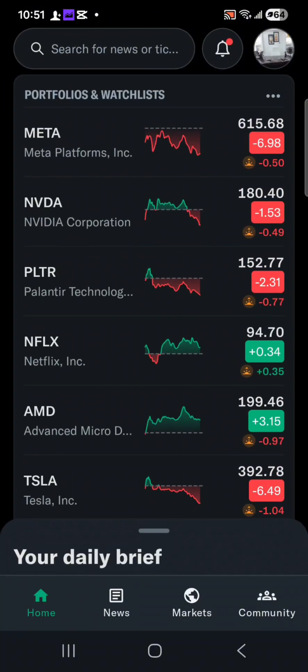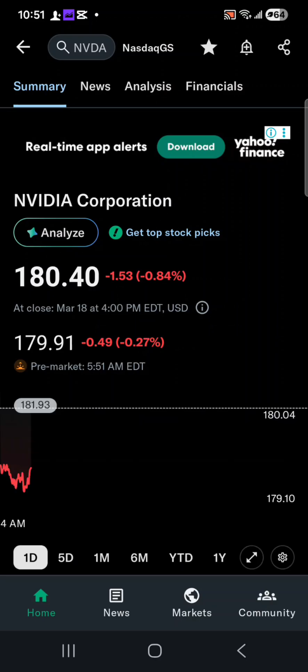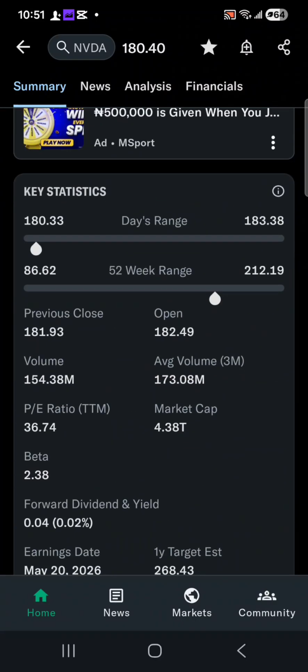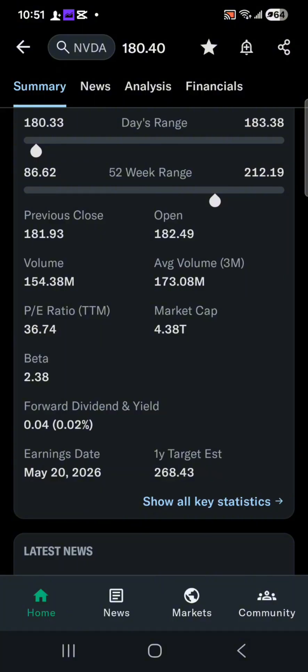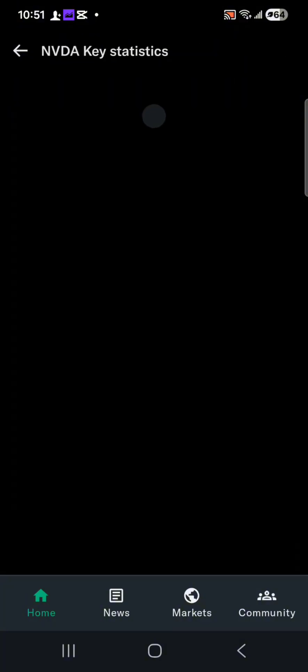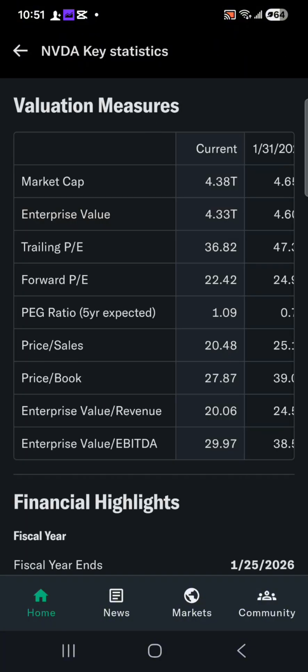So let me check Nvidia and see what the forward PE for Nvidia is. You can see the forward PE, although this one is 1 year, this is the 12-month trailing PE of Nvidia, which is 36.74. And I also need to check the current forward PE, which is 22, and then the trailing 12-month PE is that of 36.